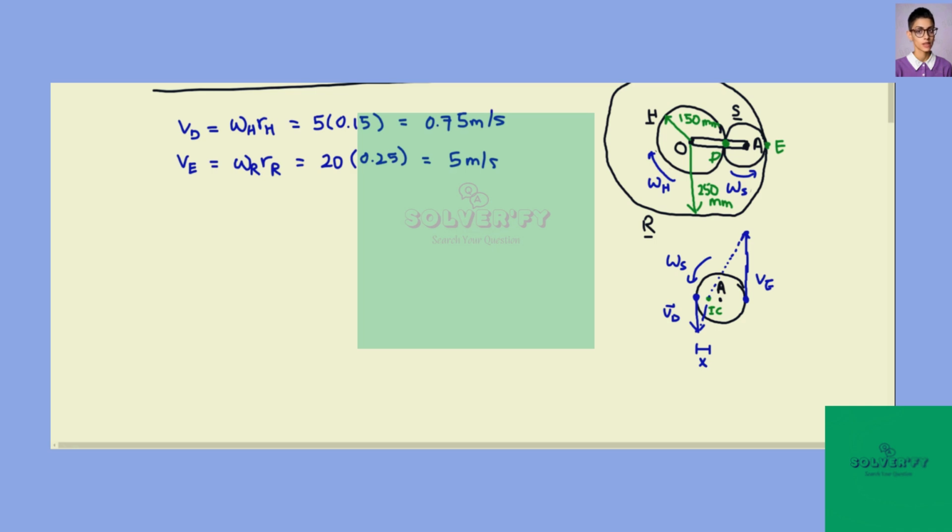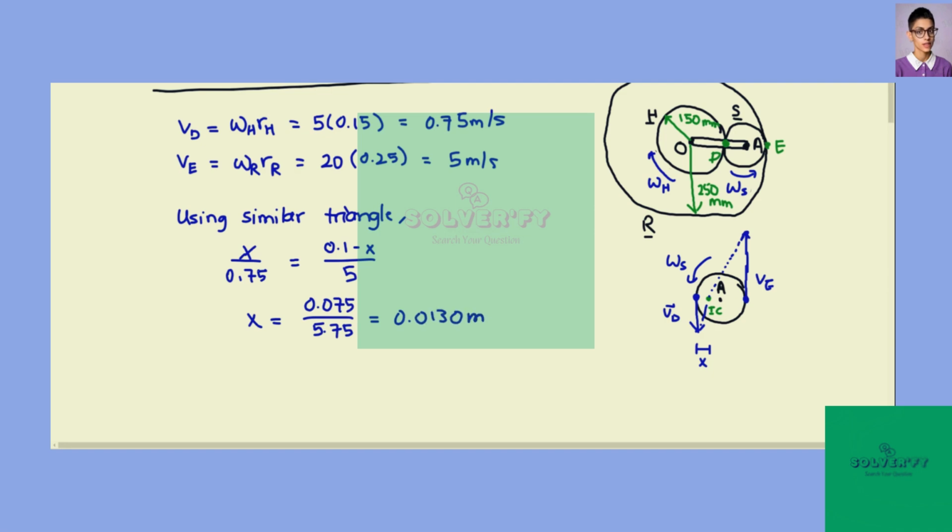Using similar triangles, we have x divided by 0.75 is equal to 0.1 minus x divided by 5. So if you solve, you get x equals 0.075 divided by 5.75. This is equal to 0.0130 meters. Just recall that R_S is 50 mm.